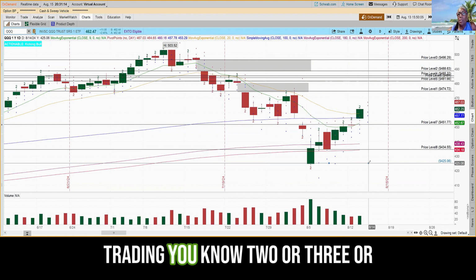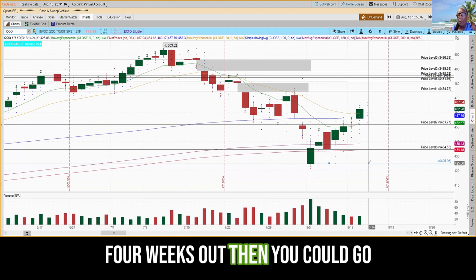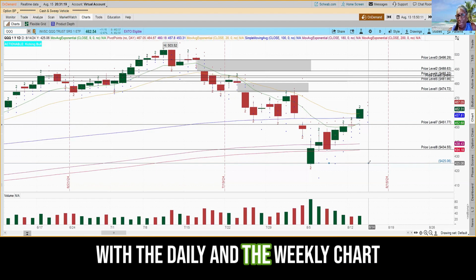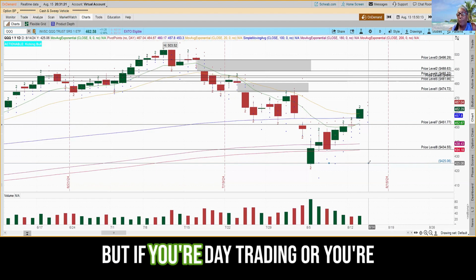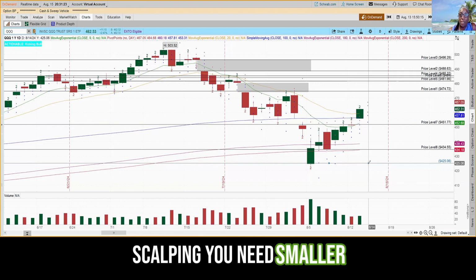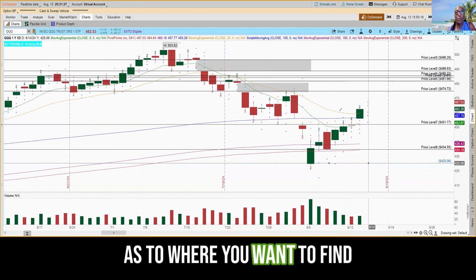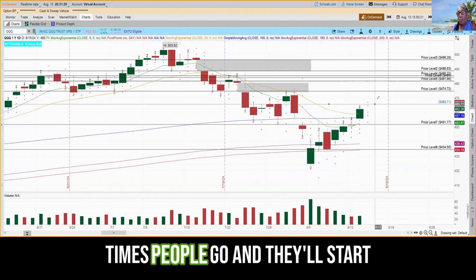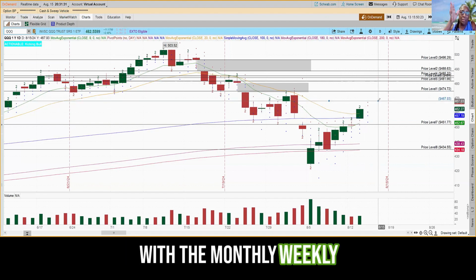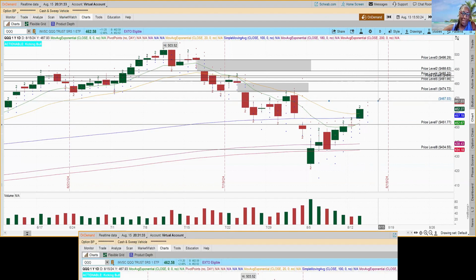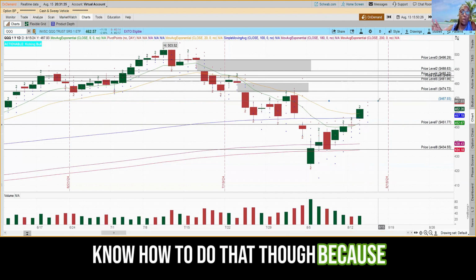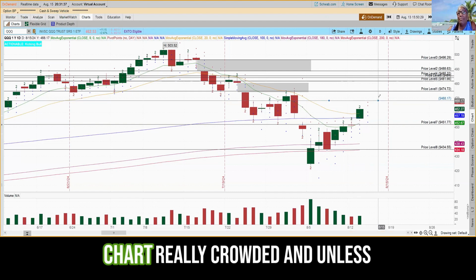If you're trading 2 or 3 or 4 weeks out, then you could go with the daily and the weekly chart. But if you're day trading or you're scalping, you need smaller time frames. All right, so the time frame matters as to where you want to find support and resistance. But a lot of times people go and they'll start with the monthly, weekly, daily. I don't always do that though, because I feel like it can make your chart really crowded.